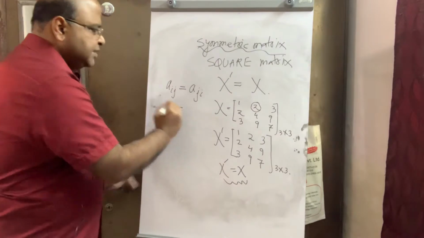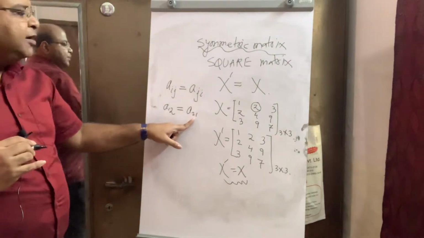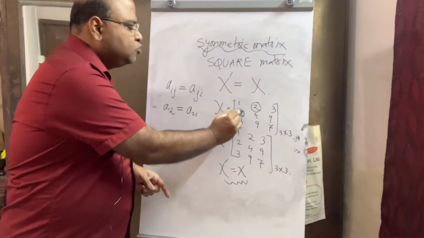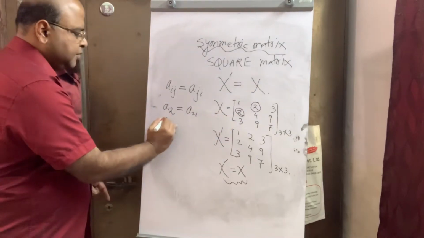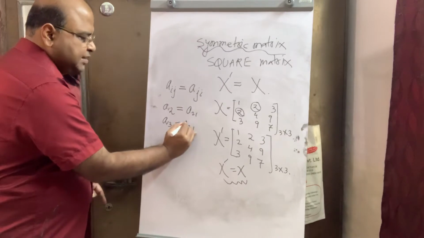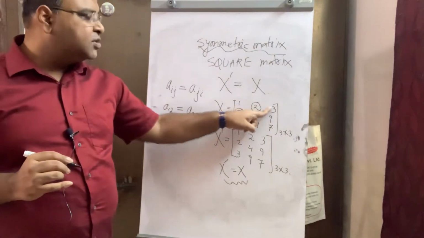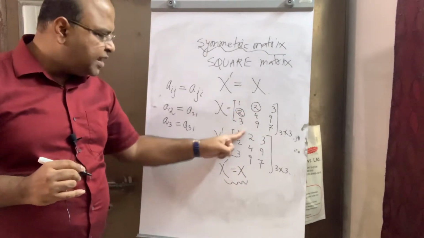So which is same as A21, if we interchange the suffix, that is the element belonging to second row and first column. So this is second row and first column, and this is the common element 2, so they are same. Also A13, the element belonging to first row and third column, is same as A31, the element belonging to third row and first column. Here we have first row third column element, 3, and again third row first column element, again 3.